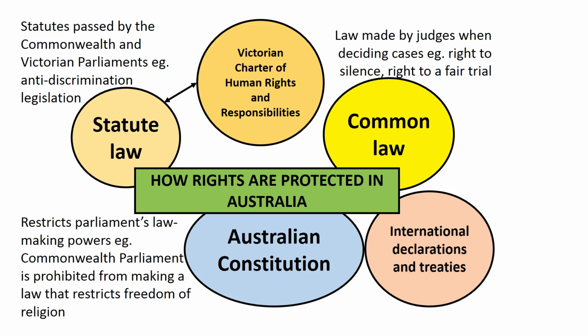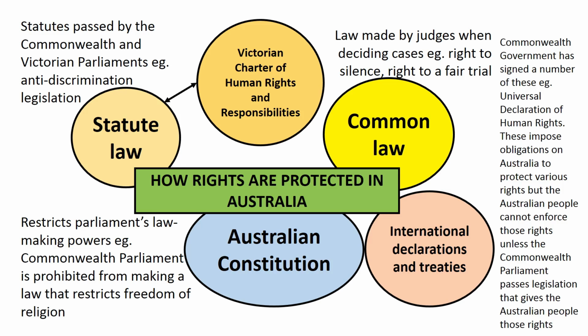Later on, we will be looking at how international declarations and treaties protect our rights. The Commonwealth Government has signed a number of international declarations and treaties, for example, the Universal Declaration of Human Rights. Now, these kinds of instruments, that is, declarations and treaties, impose obligations on Australia to protect various rights. However, we, as the Australian people, cannot enforce those rights unless the Commonwealth Parliament has first passed legislation, that is, laws, that give these rights to the Australian people.